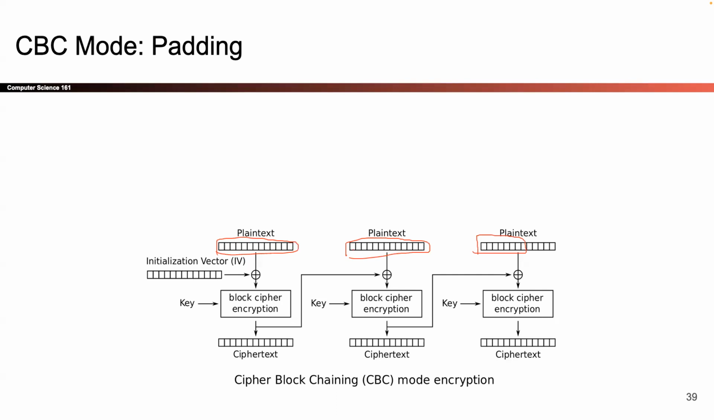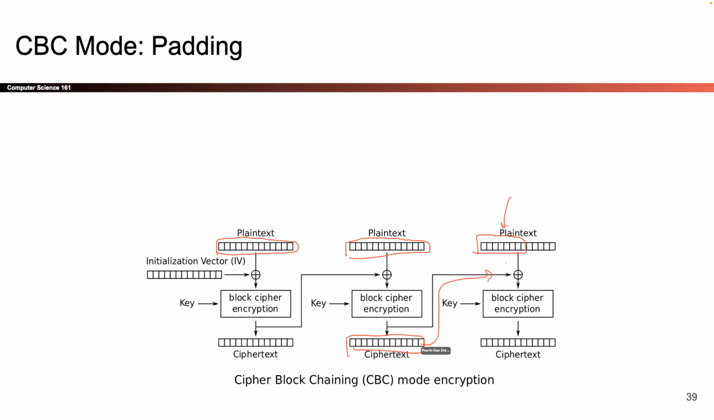Well, let's take a look. I can take this full block of plaintext XOR with my full block IV. That works great. I can encrypt that. Same thing with the second block. But look over here. If I only have half a block, how am I going to encrypt half a block's worth of material with the full block of ciphertext?